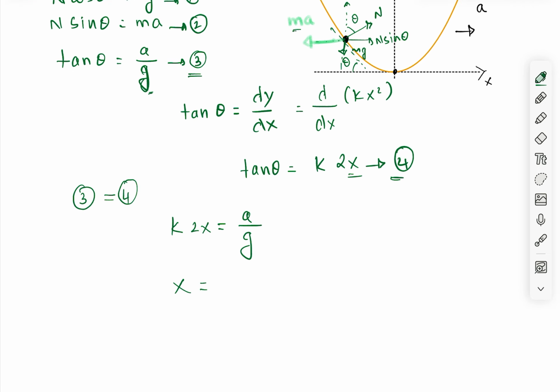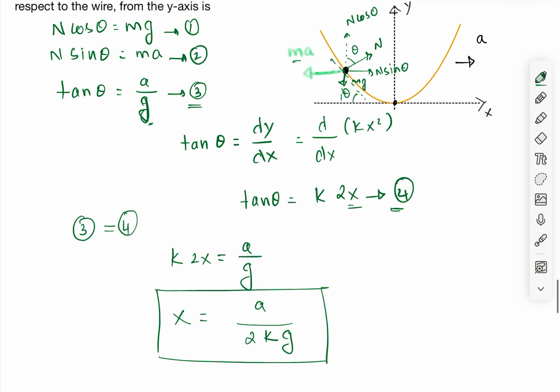Now I will substitute and rearrange this. So x is equal to a divided by 2kg, right? So this is the position.